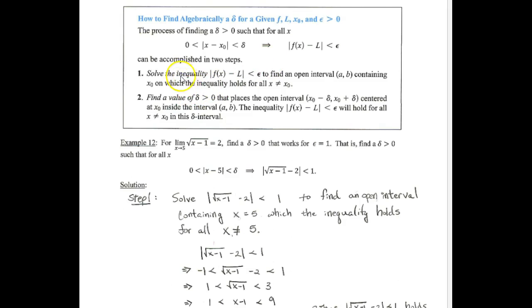So the way we have to do that is in two steps. One, we need to go ahead and solve the inequality. Again, it's like work backwards. Take your absolute value of f of x minus L less than epsilon, to find some open interval containing x naught on which the inequality holds for all x. It isn't x naught. But then we'll go ahead and find a value of delta that gives us an interval that's equal on both sides of x naught. That's the best way to look at it. Okay, so let's look at this function.